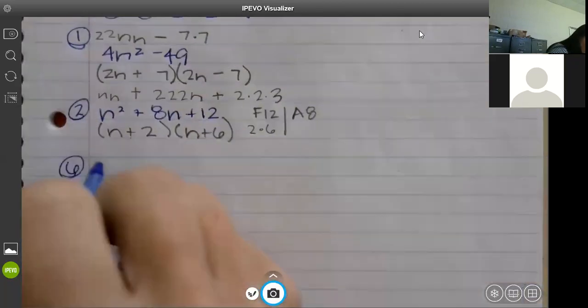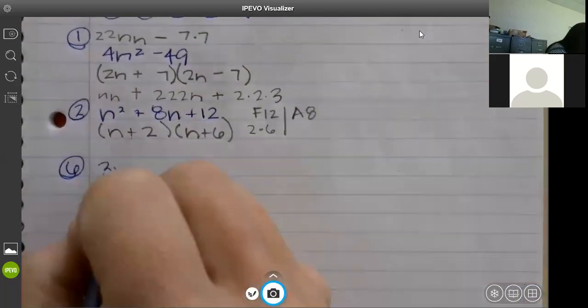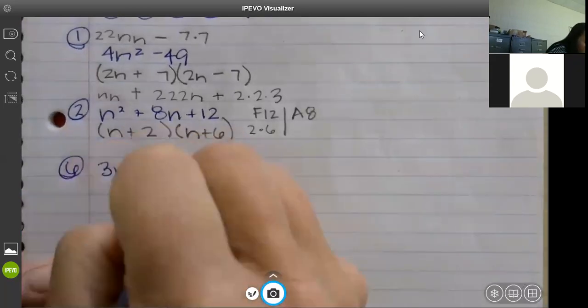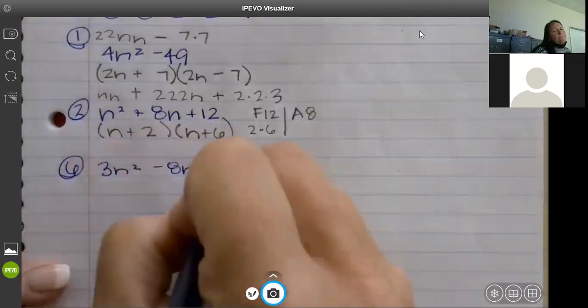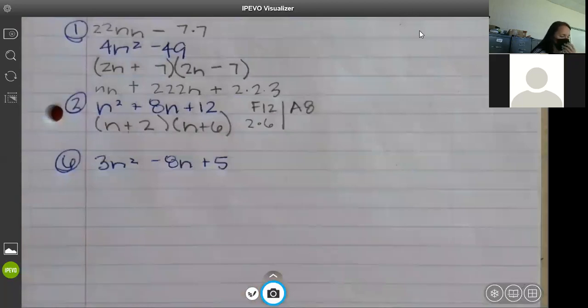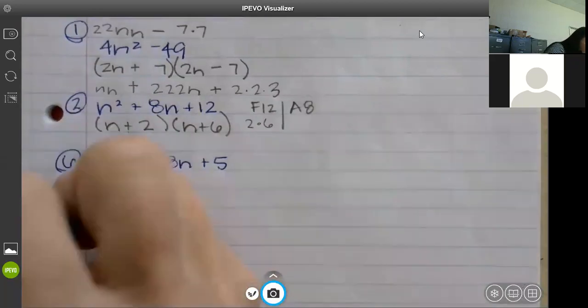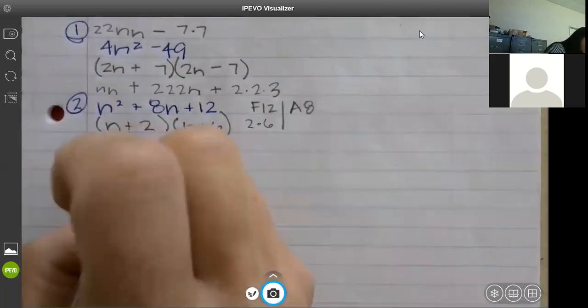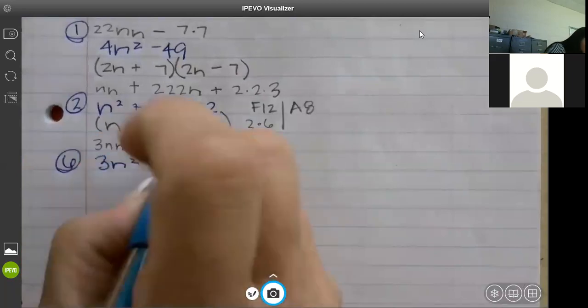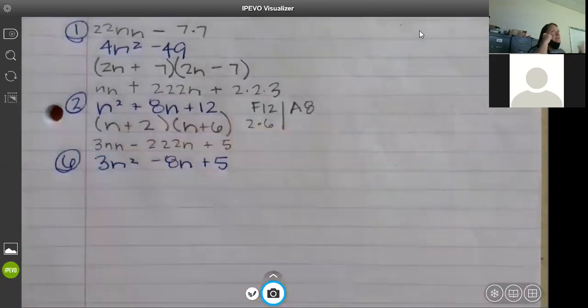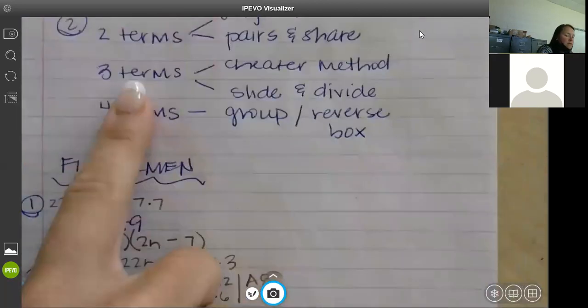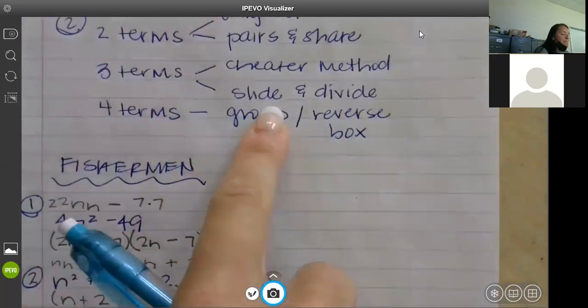We have 3n squared minus 8n plus 5. If I break it down, I have a 3 and 2 n's, minus 3 2's and an n, plus just a 5. I don't have a GCF. So since we don't have a GCF and we have a number in front, this one is going to be 3 terms. It's not cheater method. It's going to be slide and divide.